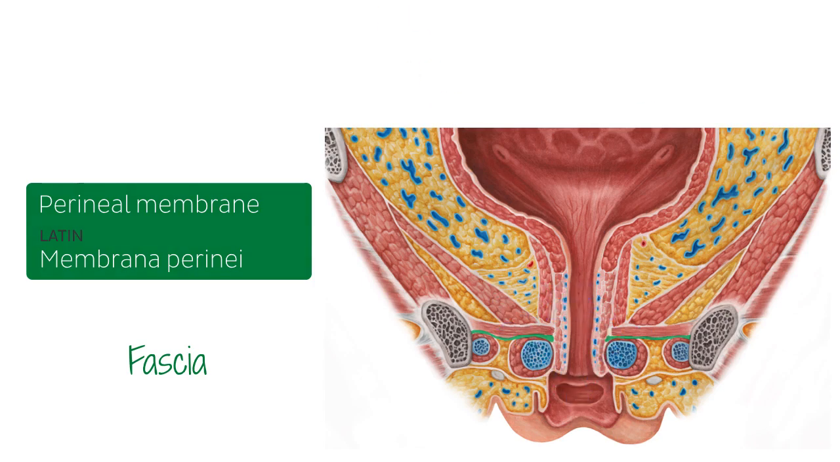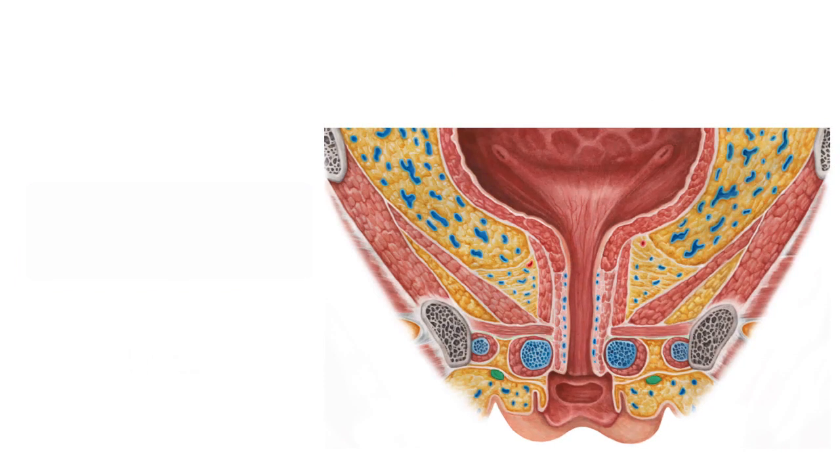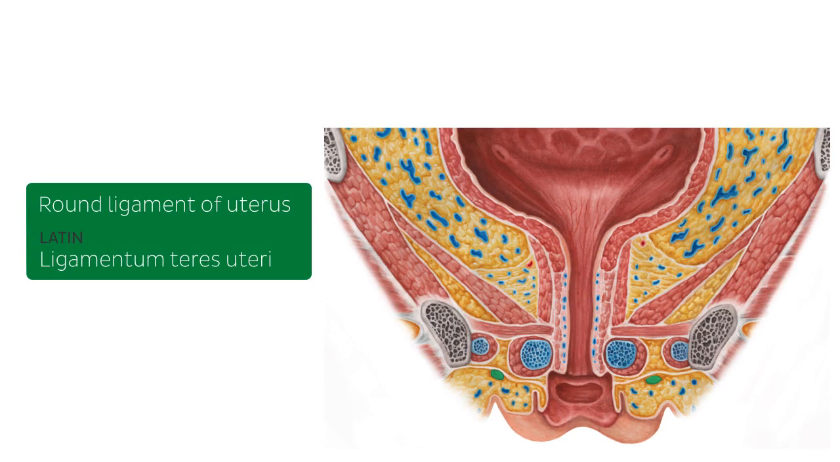A bit further down here on this image, you see these two dots, which are showing the cut of the round ligament of the uterus. The round ligament of the uterus originates in the parametrium and passes to the labia majora, leaving the pelvis through the inguinal canal to the mons pubis.